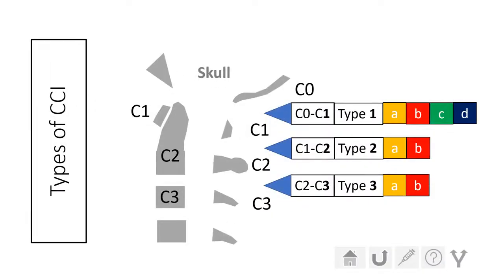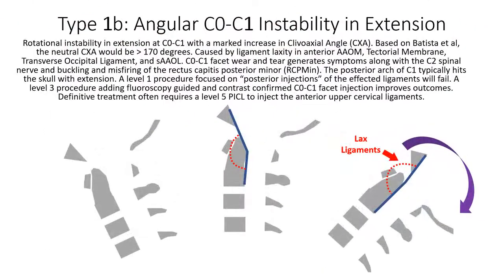So as you know, the Centeno classification for CCI is that a type 1 involves C0, C1, and we'll be talking today about type 1B. Type 1A is instability in flexion, type 1C is instability and sliding of the skull, and type 1D is instability in rotation. And type 1B, which is what we'll be talking about today, is instability in extension. So type 1B, angular instability in extension.